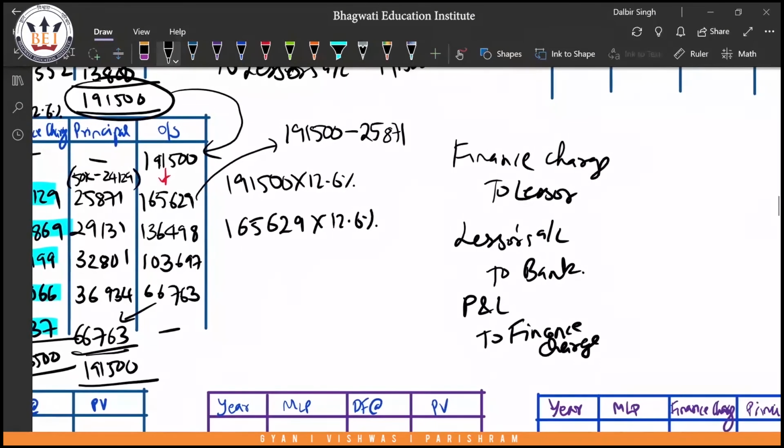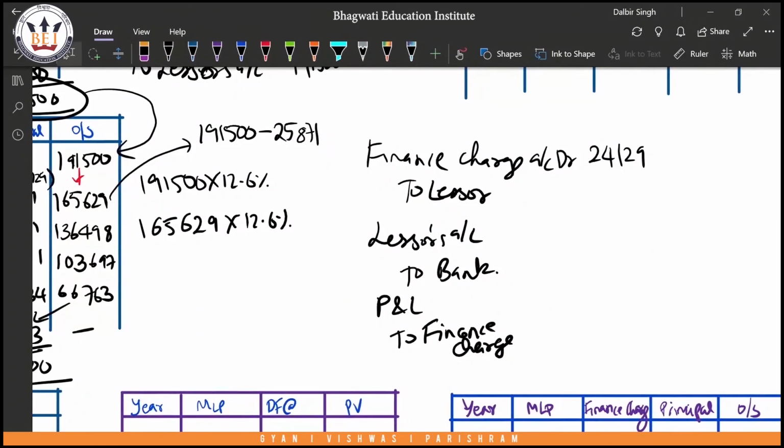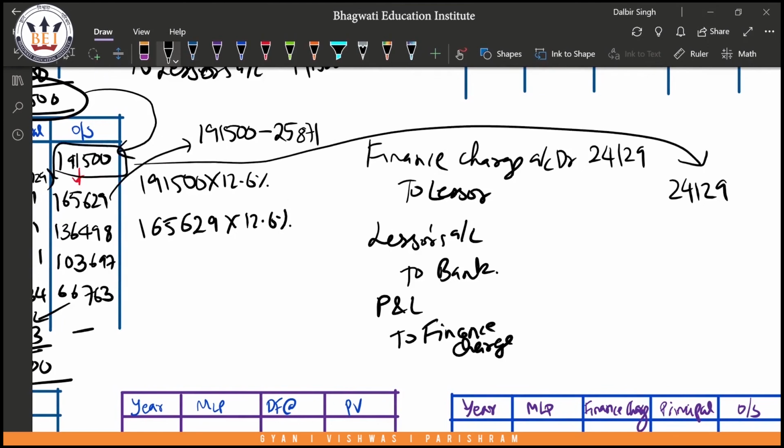So we just have to fill. Now we're just going to do it for the first year. First year finance charge account debit 24,129. So you're accruing your finance charge. To this principal portion here, you will add this finance charge. Then from the same lessor's account, where you had accrued your principal and the first year's interest, you're going to pay how much? 50,000 of lease. So lessor's account debit to bank 50,000.